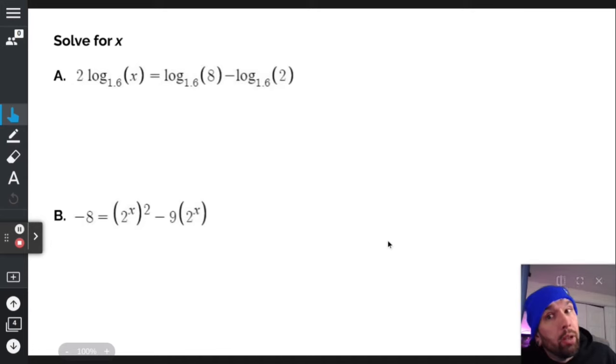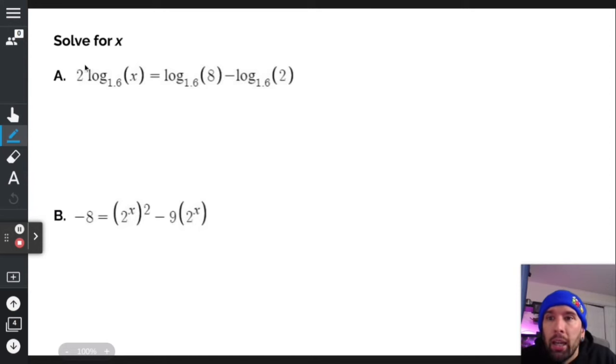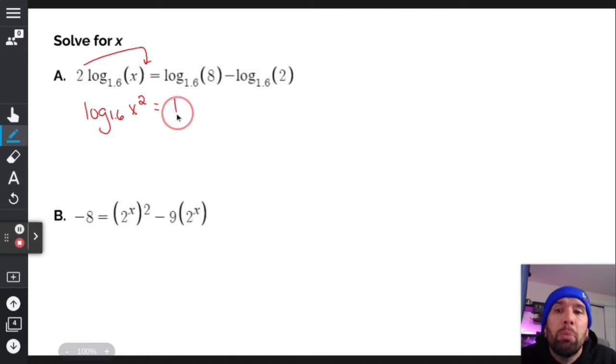Still no calculator allowed. Solve for x. All right, let's do whatever combinations I can. I can bring that 2 up there, so you become log base 1.6 of x squared equals, let me see, I'm subtracting them, and when you subtract logs of the same base, you divide the inside, so this becomes log base 1.6 of 4.